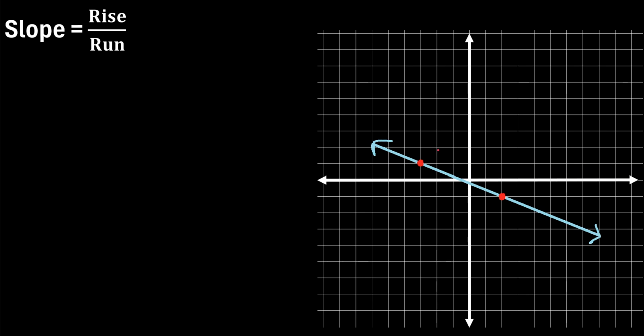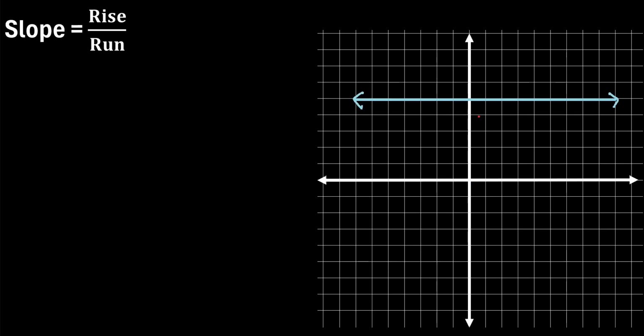So now that we've identified 2 points on the line with whole number coordinates, we just need to ask ourselves, to go from the point on the left to the point on the right, what is the rise, or what is the change in the vertical distance? Well, we can see that we have to go down 1, 2. So we have to go down 2. So the rise is a negative 2 since we're going down. The run would be 1, 2, 3, 4, 5. We have to go 5 to the right. So negative 2 over 5. That's the slope of this line.